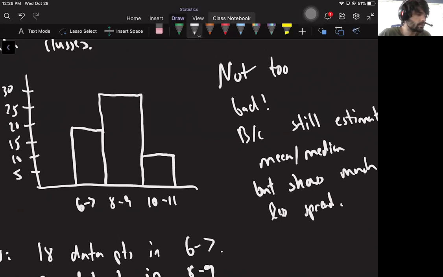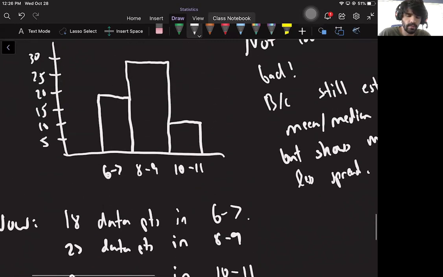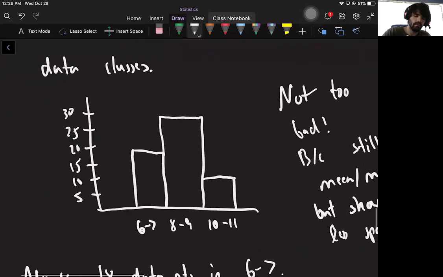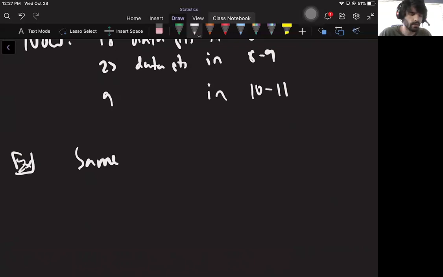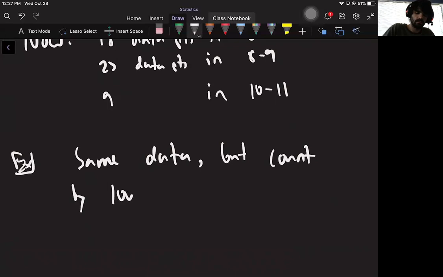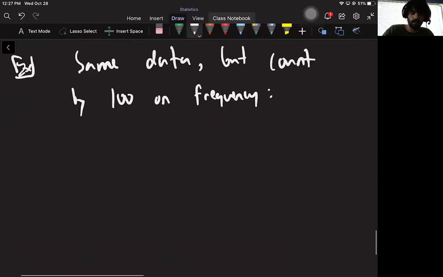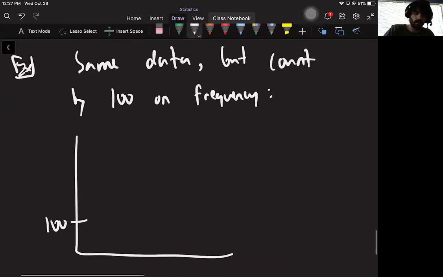So we can make it even worse by choosing really bad frequency tick marks, or whatever you want to call these things. So let's do an example like that. This is the most common way to misrepresent data, I would say. So here's the same data, but now we'll count by 100 on the frequency side. So 100, 200, and 300.